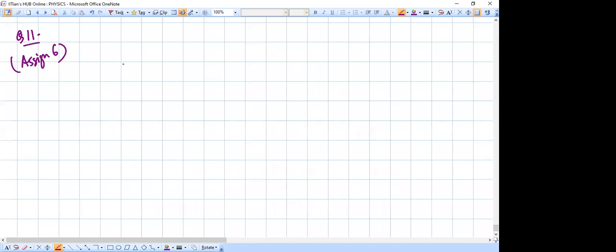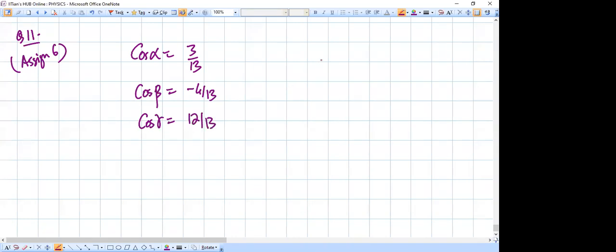Question 11 is slightly different. Cos alpha is given to us as 3 by 13, cos beta is minus 4 by 13, and cos gamma is given to us as 12 by 13, and the magnitude of the vector is given to us as 65. Now we have to find ax, ay, az. So this is a reverse question.